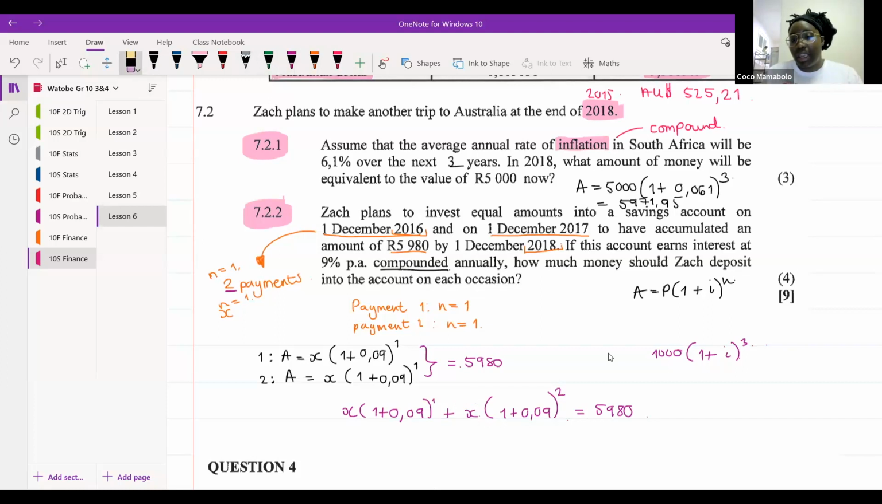Are you understanding what I'm saying? So let me do it the other way around so we don't get confused. The first payment, payment 1, was in the account for 2 years, and payment 2 was only in the account for 1 year. Am I making sense? Okay. Because one of the payments was made in 2016, and the second one was made in 2017. Mweketsi, let me know if that makes sense.